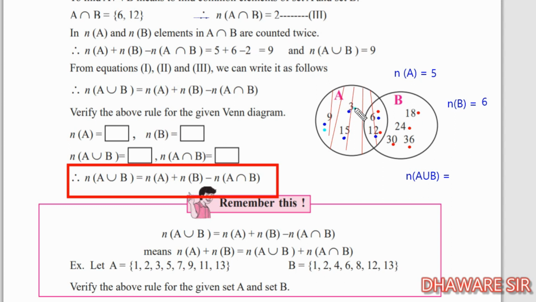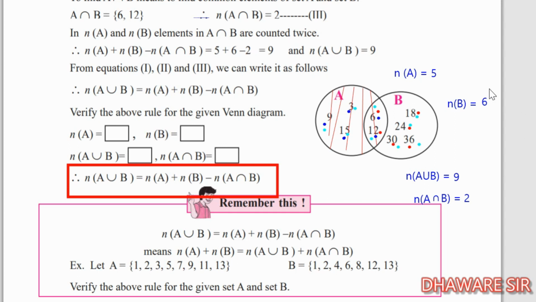1, 2, 3, 4, 5, 6, 7, 8 and 9. So there are 9 elements in A union B. And what we know is which elements are taken two times, in set A and also in set B. There are 2 elements, which we write with the intersection symbol. n of A union B is equal to 9 and n of A intersection B is equal to 2.